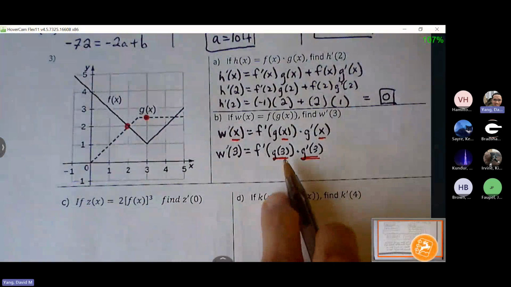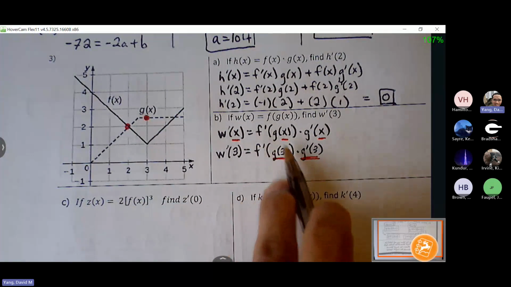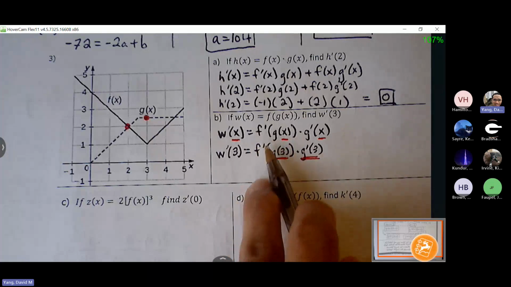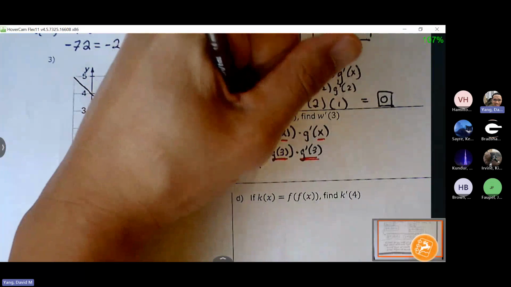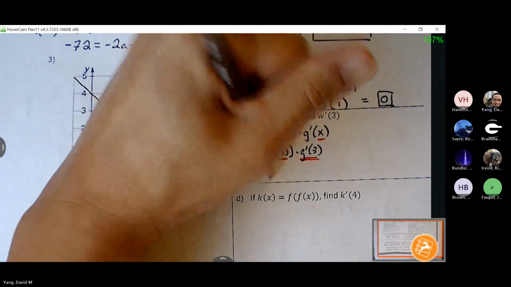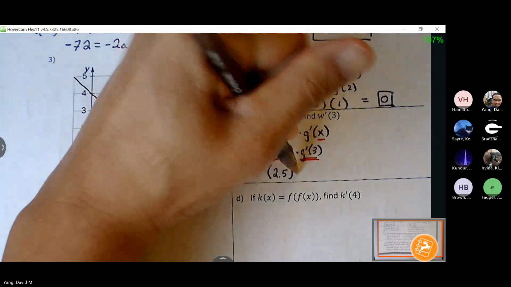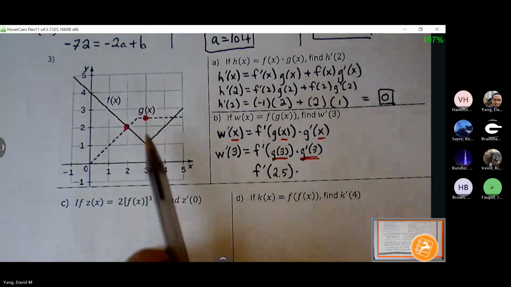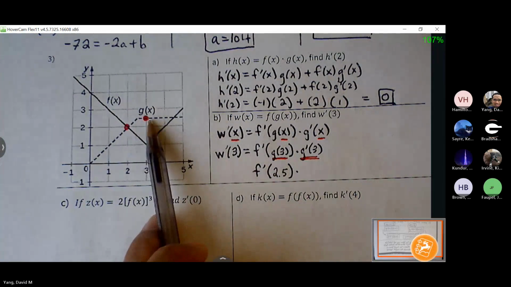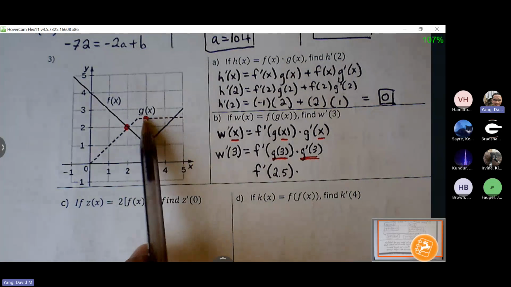So I'm replacing g of 3 with 2.5, but I'm not changing anything else in here, right? I'm still keeping that f prime, I'm still keeping that parentheses. I'm just replacing that g of 3 there. Okay. What's g prime of 3? 0, right? That's a slope of 0.